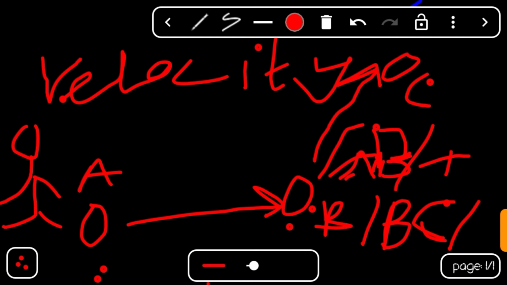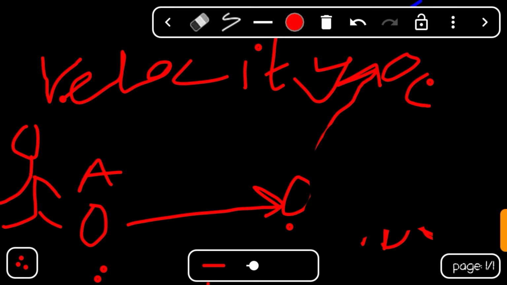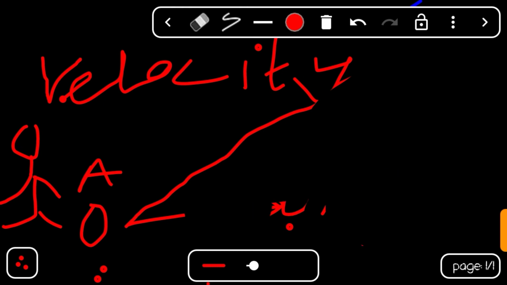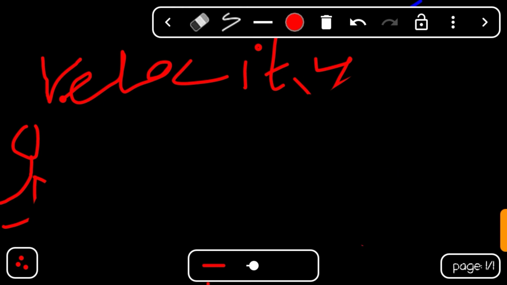But when it comes to displacement, displacement is simply the distance from A to C, as against going from A to B, then from B to C. You can just go directly from A to C. You can see it has a specific direction. Just go straight, direct. So displacement is this distance from A to C straight. It has a direction. That's the difference between distance and displacement. That is why velocity is a vector quantity, because it has both magnitude and direction.